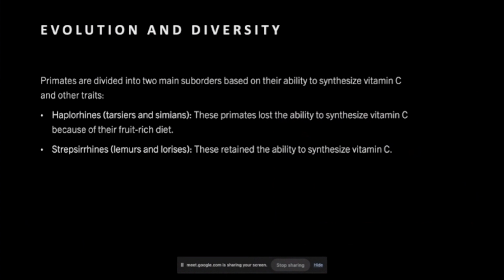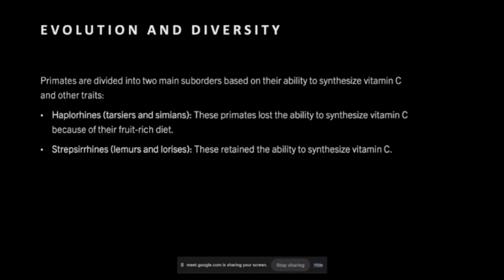The ability to synthesize vitamin C. Okay, so we have two different groups of primates: haplorins and strepsirrhins. We belong to the first group. We belong to the haplorins because we are not able to synthesize vitamin C. Now, what is the reason for this? There are certain things that our body needs which we can either only get from our environment or which our body is able to make on its own.